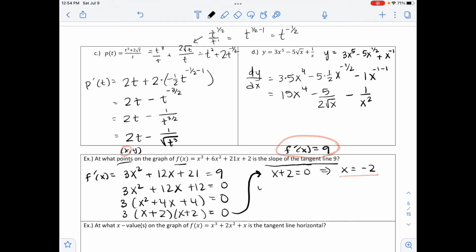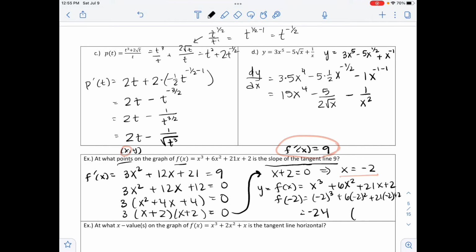In order to find y, this is going to be equal to f of x. So we need to substitute this back into our original equation, which was x cubed plus 6x squared plus 21x plus 2. And so f of negative 2, substituting negative 2 to the third, 6 times negative 2 squared, 21 times negative 2 plus 2. That is going to work out to be negative 24. And so our ordered pair, or our point, is going to be negative 2 comma negative 24.